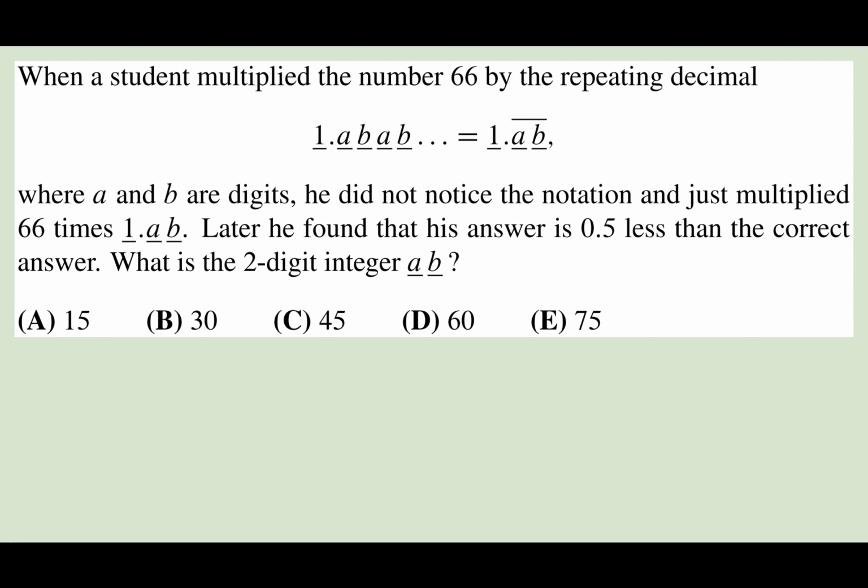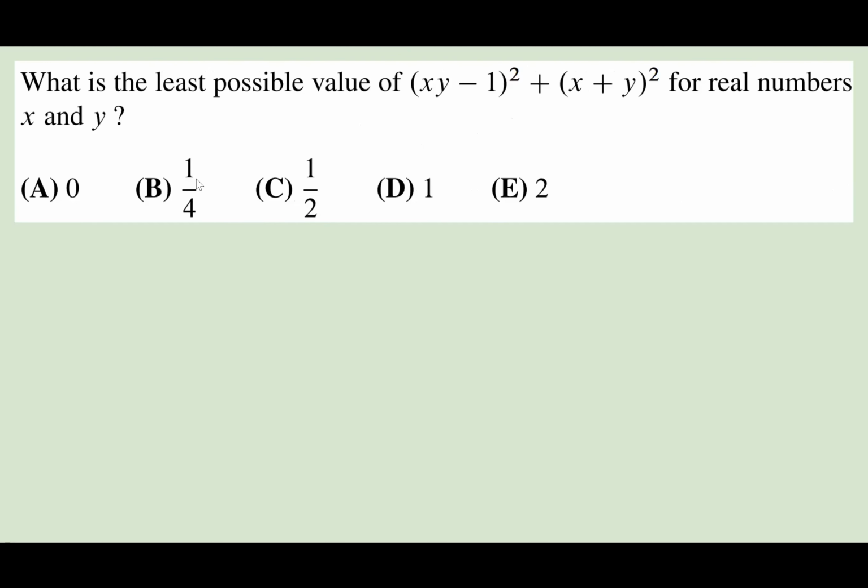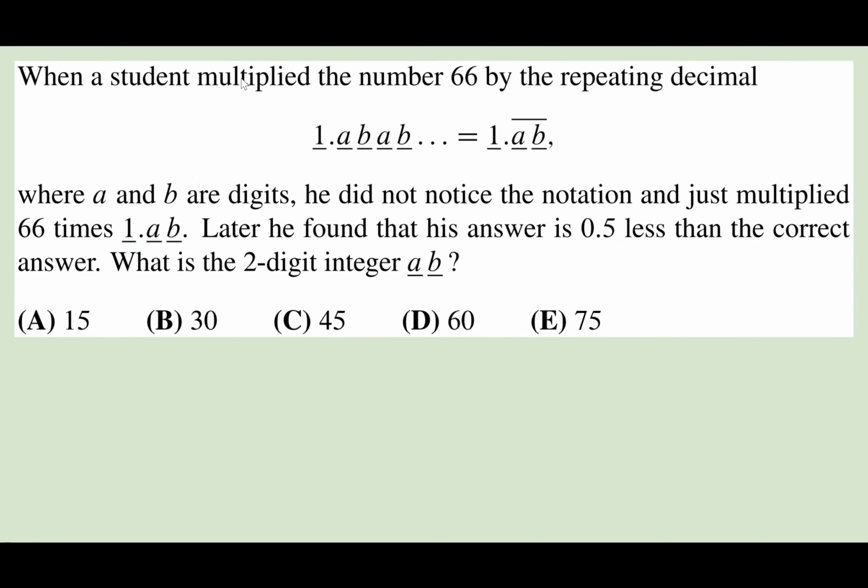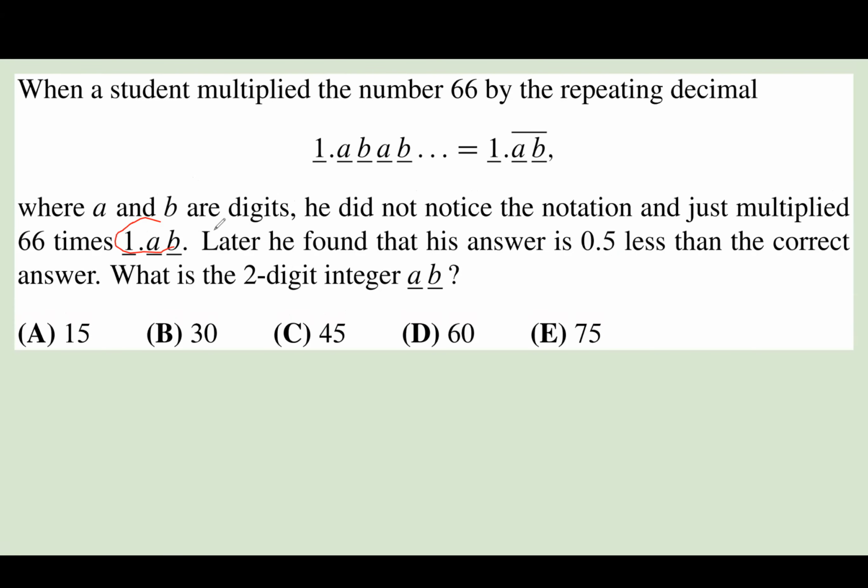One thing that you need to know: how do you get something like 0.AB? Well, you get it by taking the number AB, the number that's formed by the digits A and B, and dividing it by 100. But it's not just going to be AB divided by 100. It's going to be 10A plus B divided by 100.